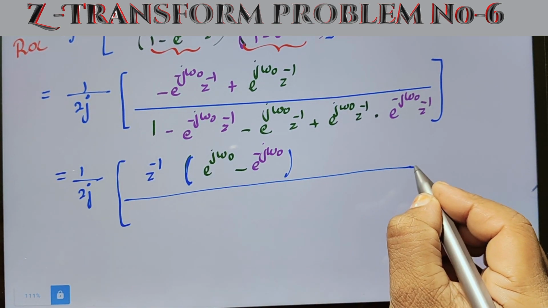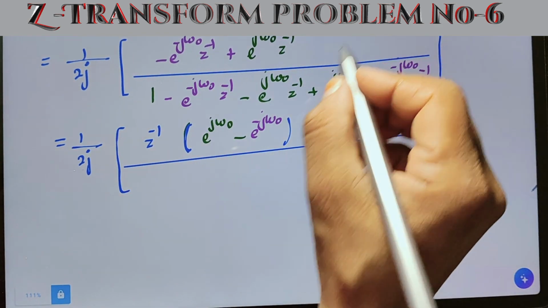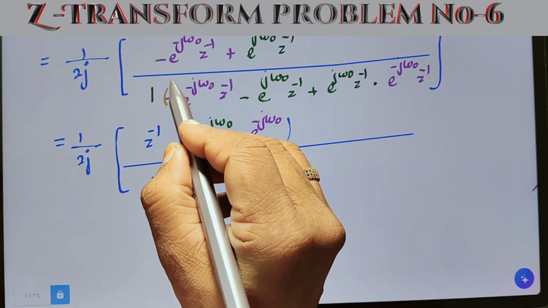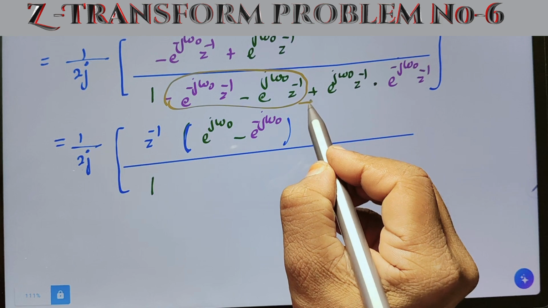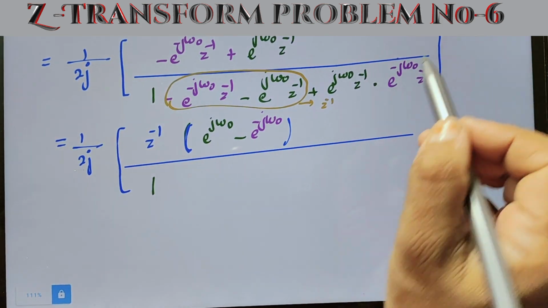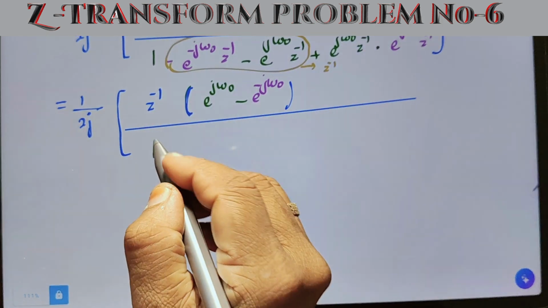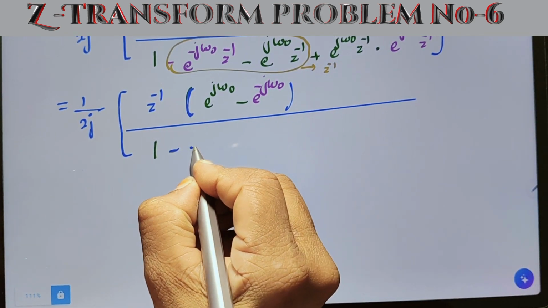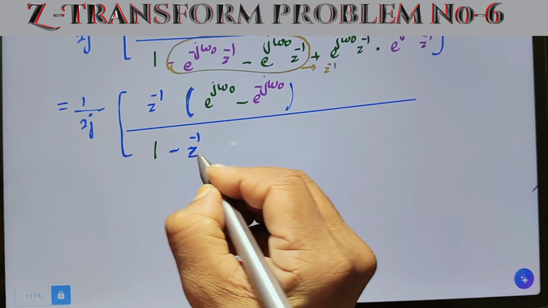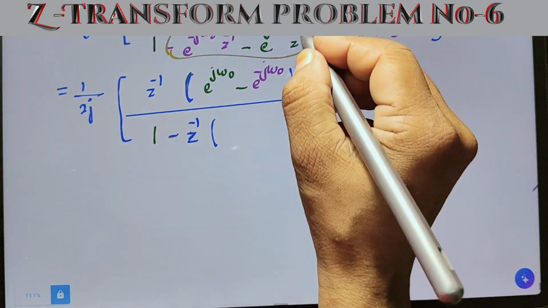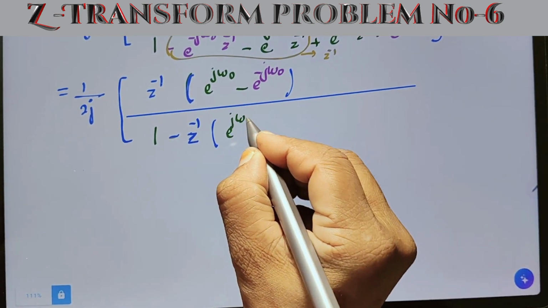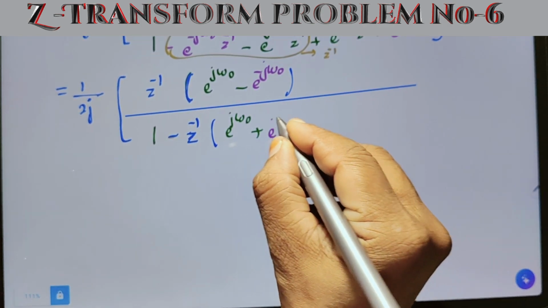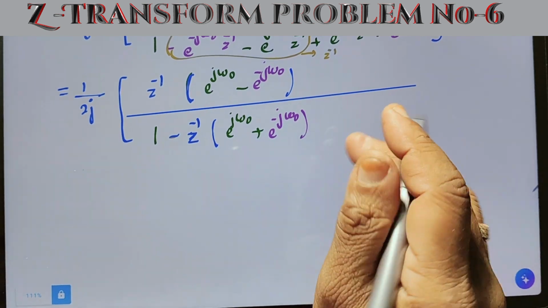The whole divided by, here 1. So in these two terms take z inverse as common. So 1 minus z inverse of, write the first term e power j omega naught plus, write the second term e power minus j omega naught. Close the bracket.